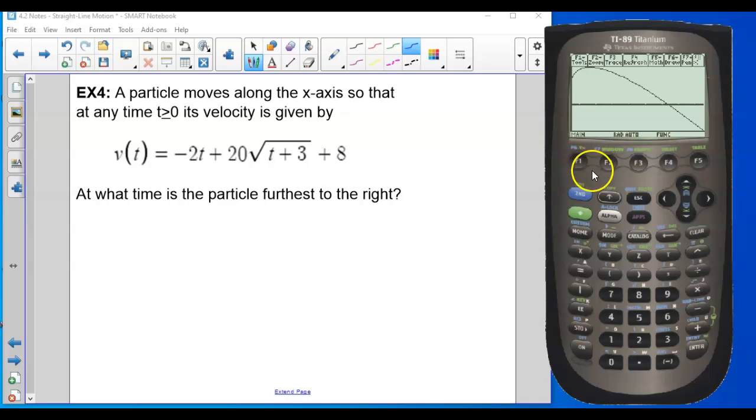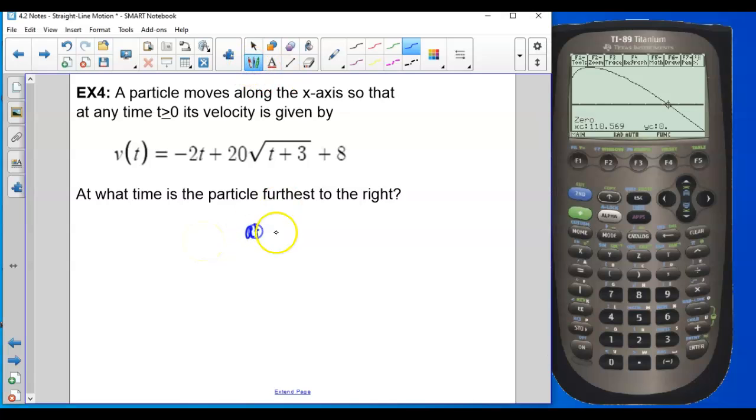So if we want to know that point, we're going to do F5, which is math. And we want to find the 0. And so we can use that as our lower bound. Our upper bound, we have to go up here, go past that intersection. And you can see we get 110.569. So we could say at x equals 110.569 for this.